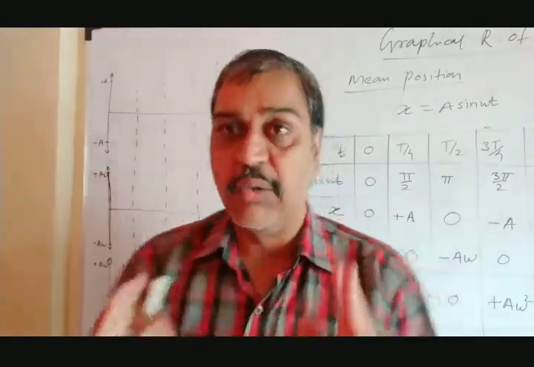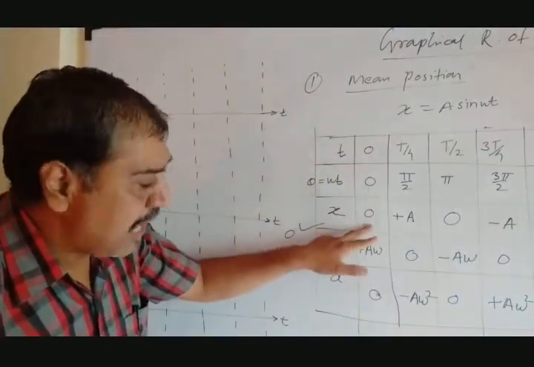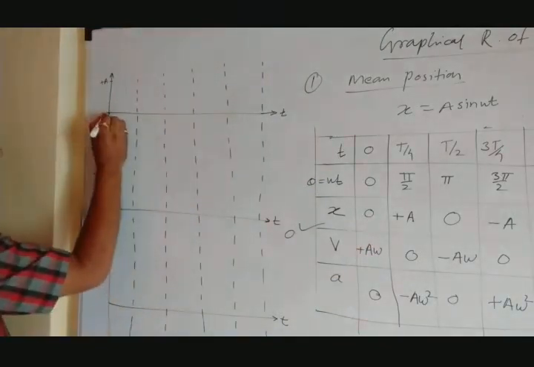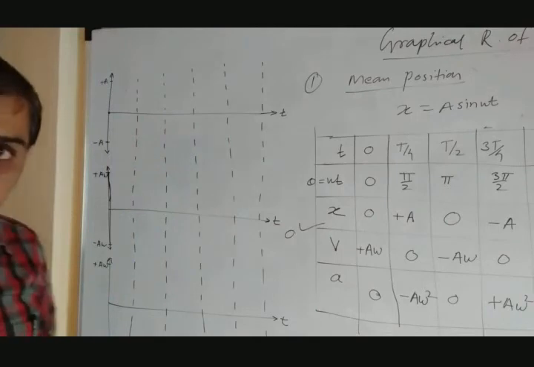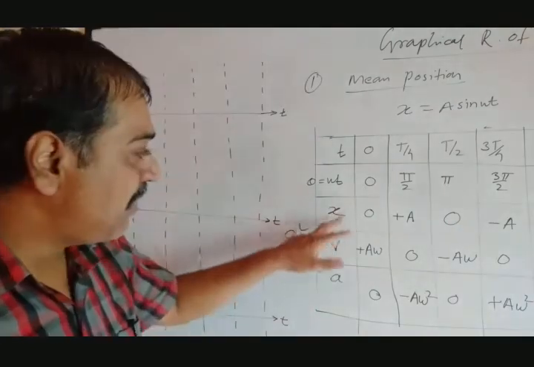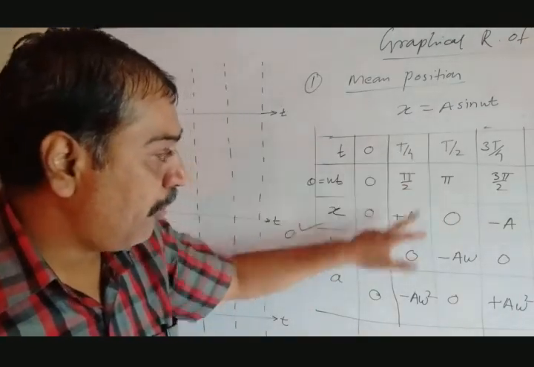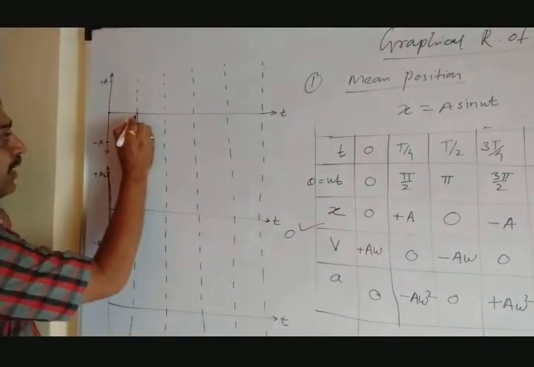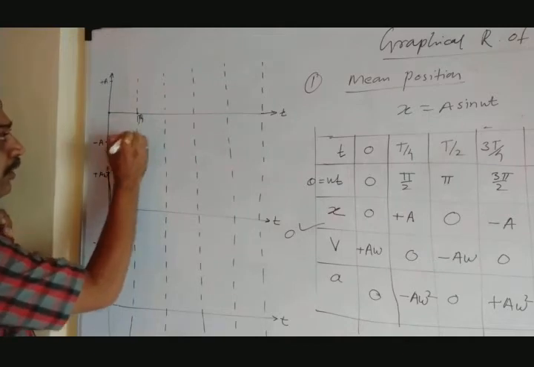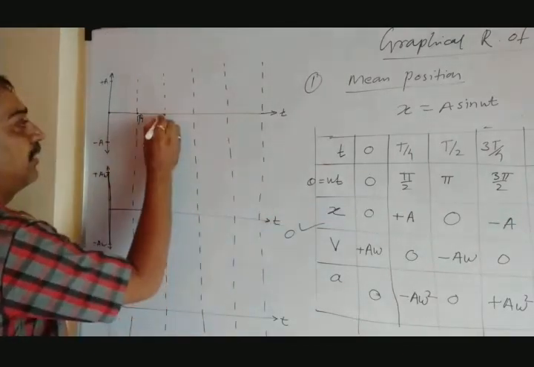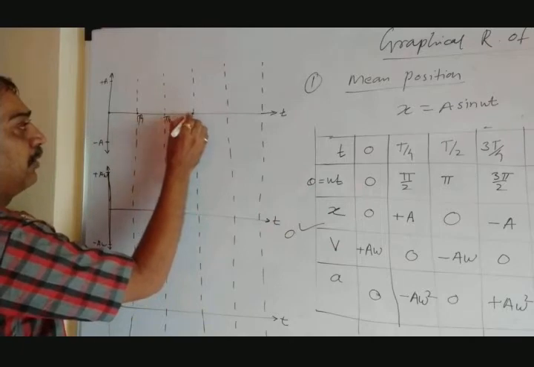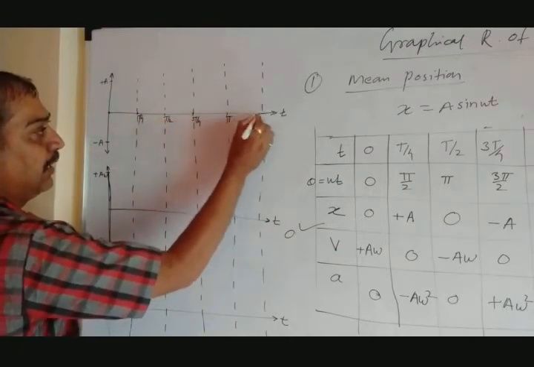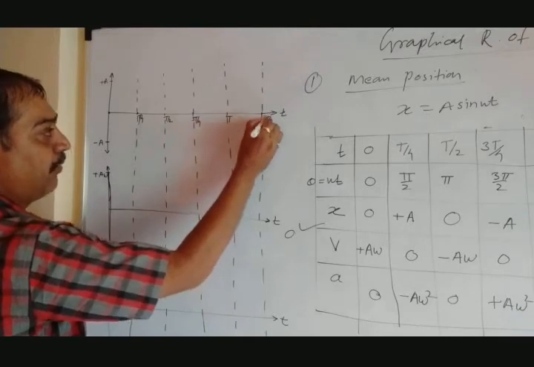Just look at the board. When time is 0, x is 0. So here it is x. Time is 0 here, x is 0. We get the point here. Next one: time is T by 4, x is plus a. Let's take this as T by 4, then this one as T by 2, this one as 3T by 4, this one as T, and this one as 5T by 4.